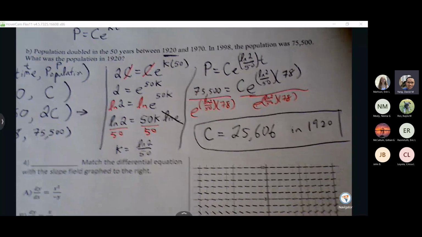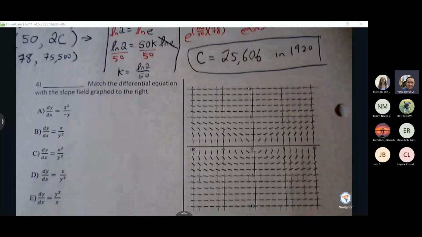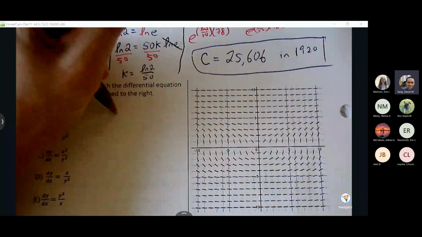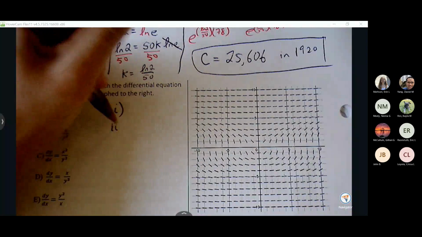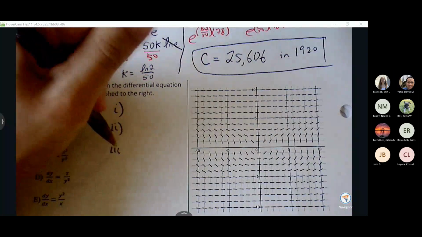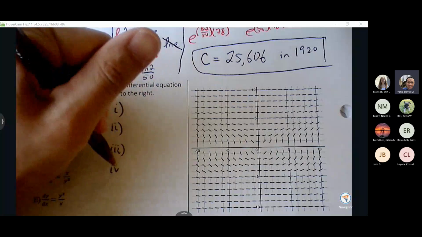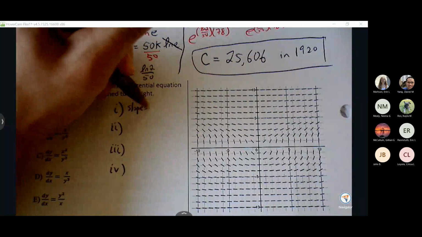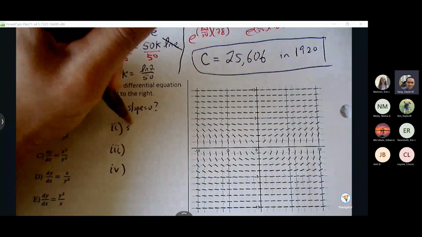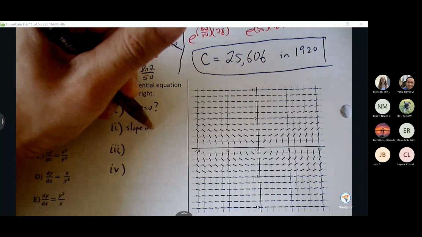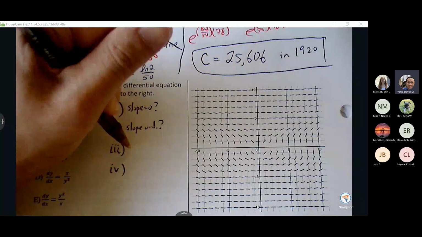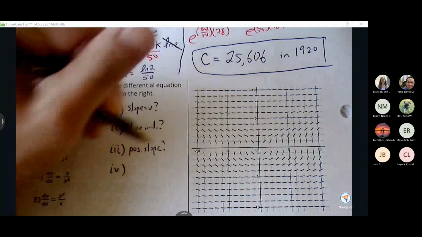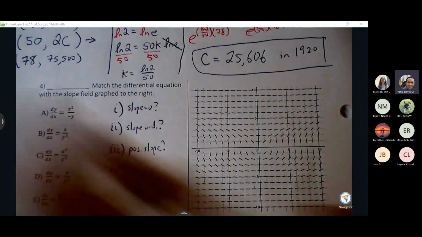Okay, next up, number 4. Match the differential equation with the slope field graph to the right. So I like to always look for 4 things when I'm looking at a slope field to help me narrow down my options. Where do I see slope 0? Where do I see slope undefined? Where do I see positive slope? And then where do I see negative slope?